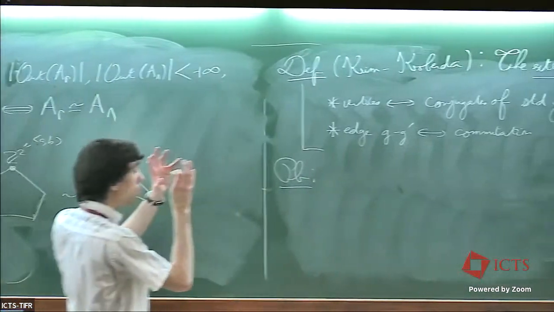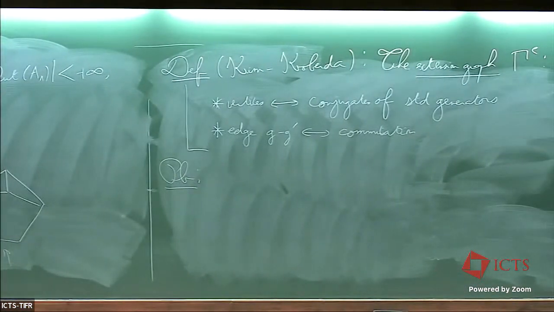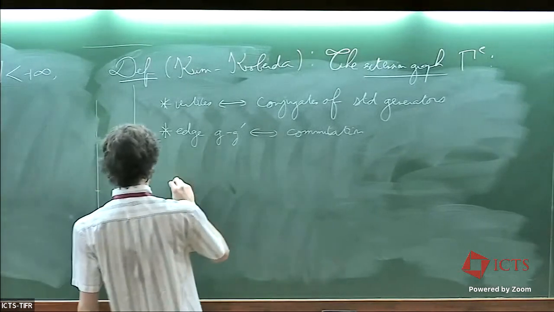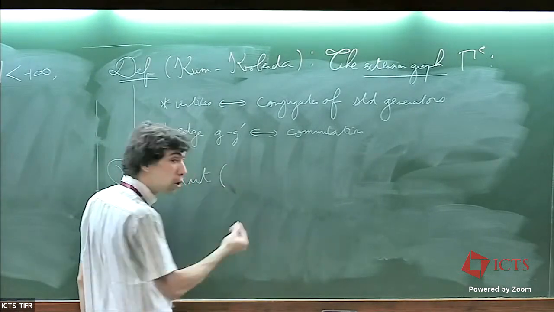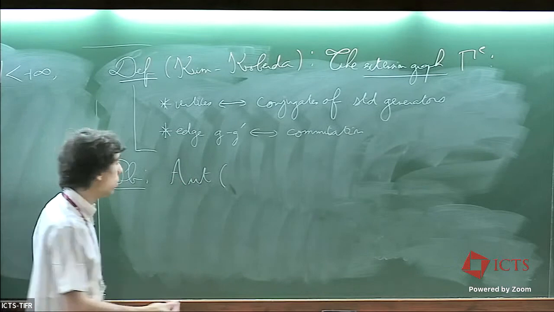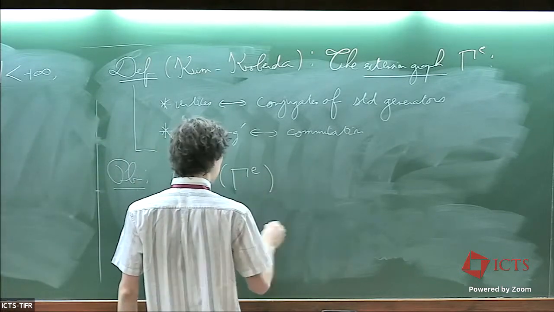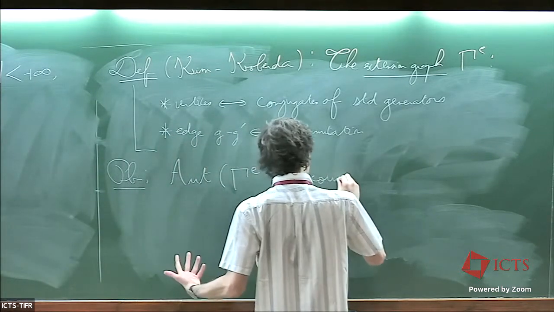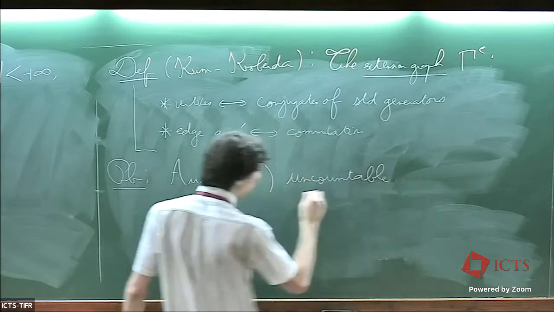So one main difference for us with the curve graph is that you no longer have the Ivanov theorem. So the automorphism group of the extension graph is much, much bigger than the RAG itself, and it's in fact uncountable.